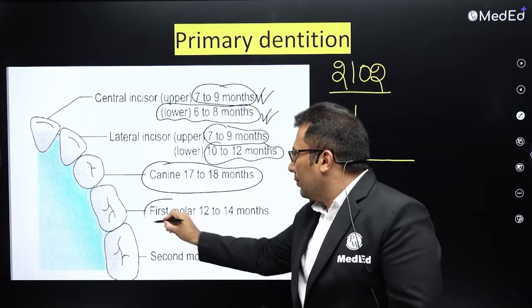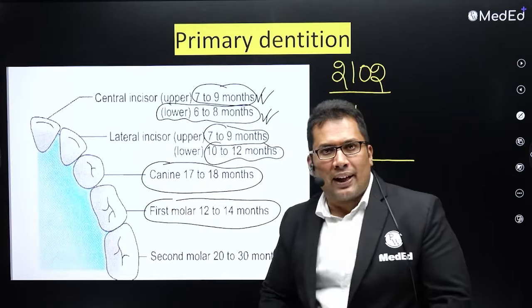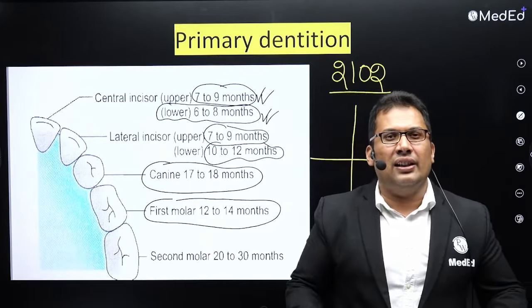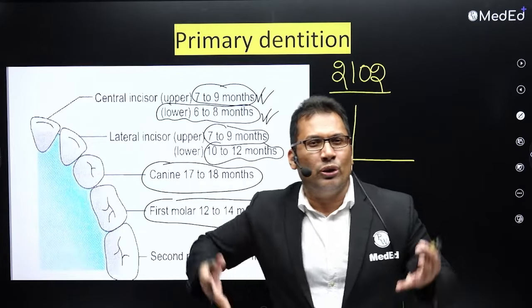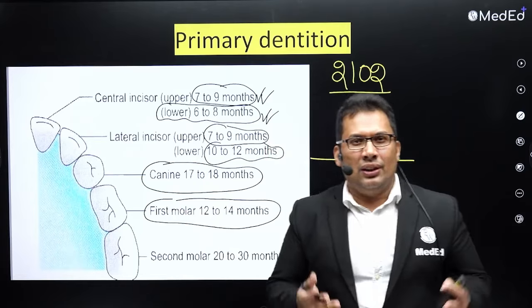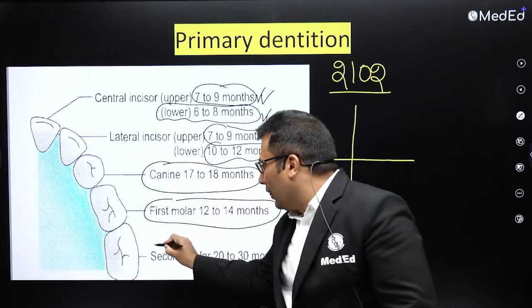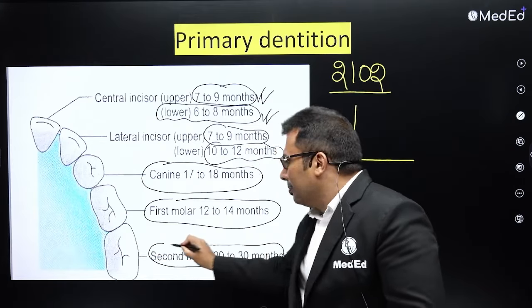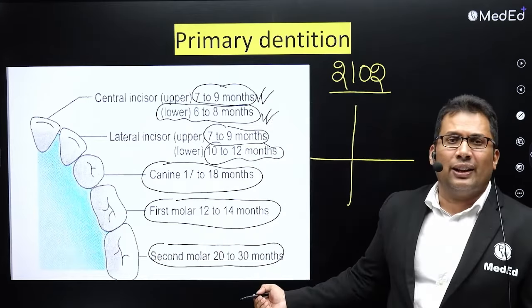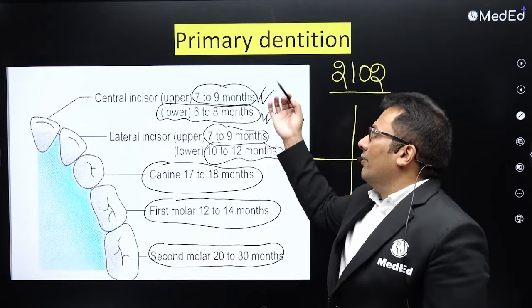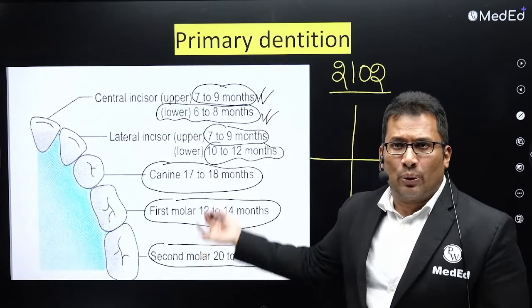First molar, we can remember as first birthday of the child, one of the memorable, beautiful birthdays of our parents. So that is 12 to 14 months for the first molar. Second molar, we can remember as second birthday, 20 to 30 months is the range. So this is a viva question that can be asked, age of eruption.